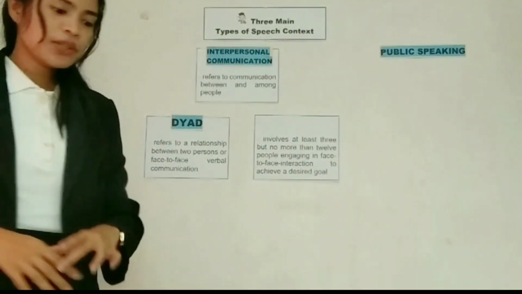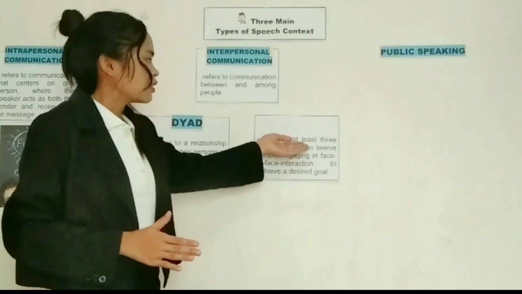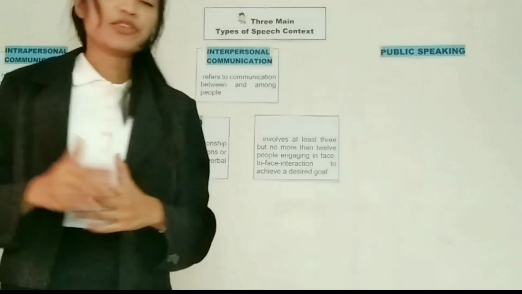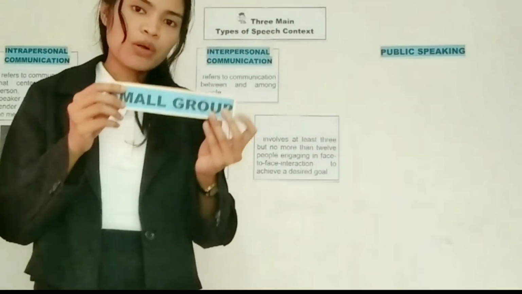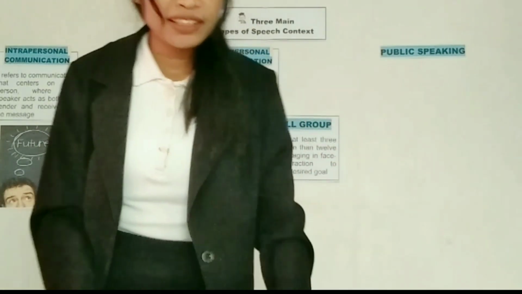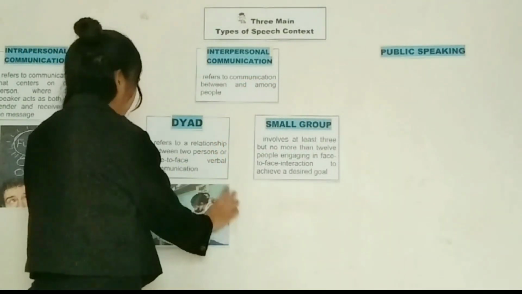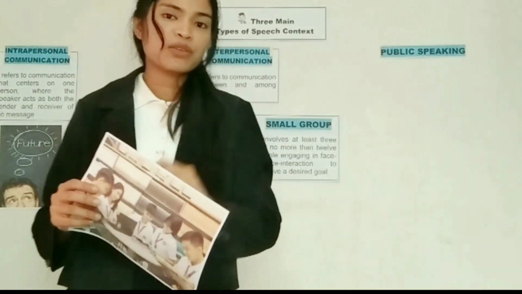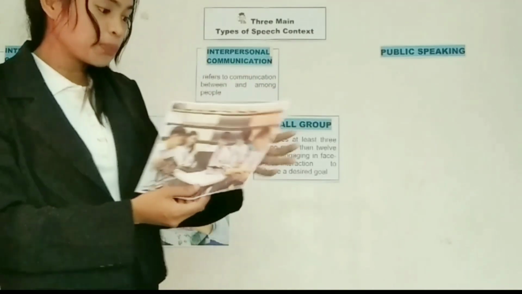Another, we have also this one. Now, what do you think is the type of interpersonal communication when we say it involves at least three, but no more than 12 people engaging in face-to-face interaction to achieve a desired goal? Okay, we call that small group. Okay, again, dyad when it consists only of two persons. On the other hand, small group consists of at least three, but no more than 12 persons. So this is an example of small group.